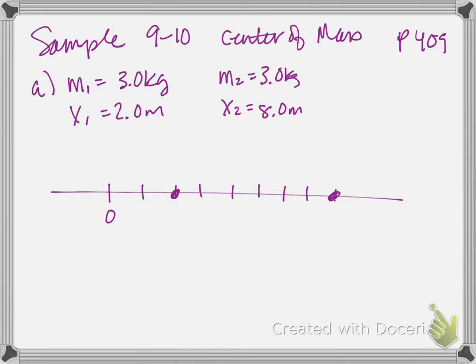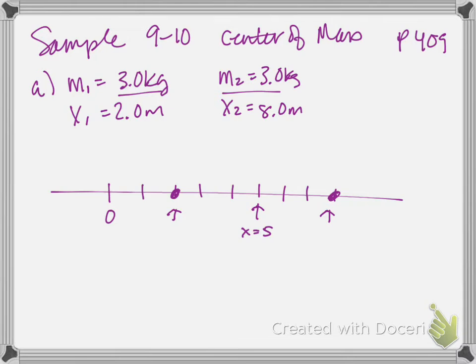It's always good to have a guess. You should be used to doing this. Since the masses are the same, the center of mass should be somewhere in the middle of this. So right here, x equals 5. We can actually even do this without any math here. At x equals 5, we're 3 away from this one, and we're also 3 away from this one. But let's show how the math works, okay?